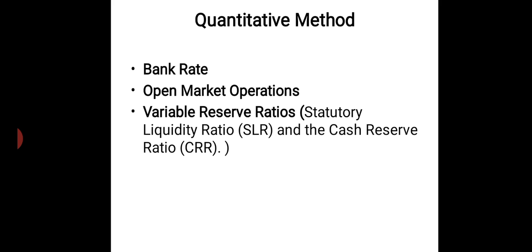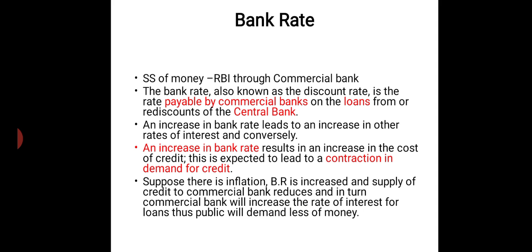First is bank rate, then open market operation, then variable reserve ratio, which includes SLR and CRR. I think we discussed bank rate and open market operations. For all those who had connection issues and couldn't listen to the lecture completely, I'll just summarize what bank rate is. Bank rate is the rate at which the central bank gives loans to the commercial bank.